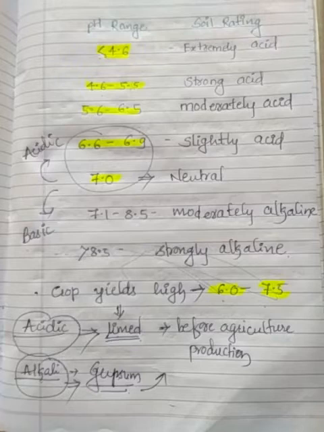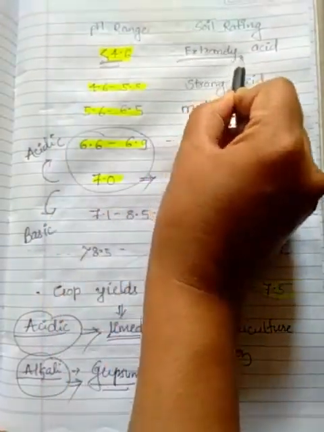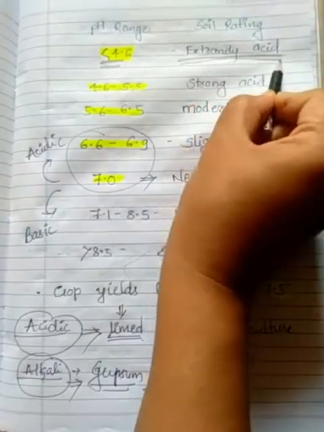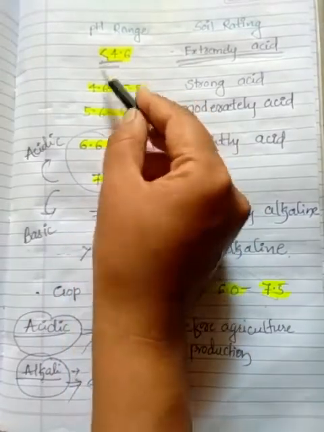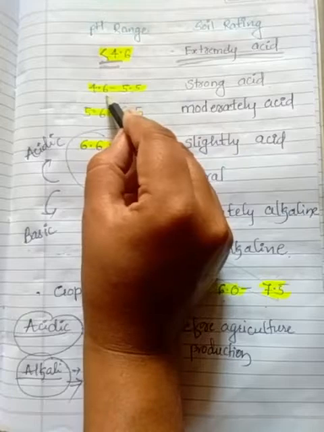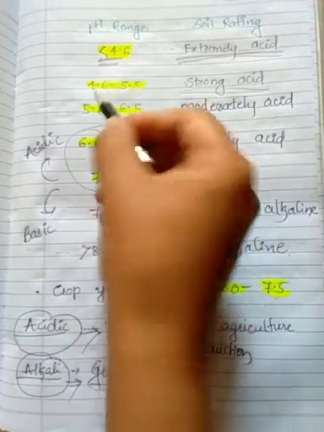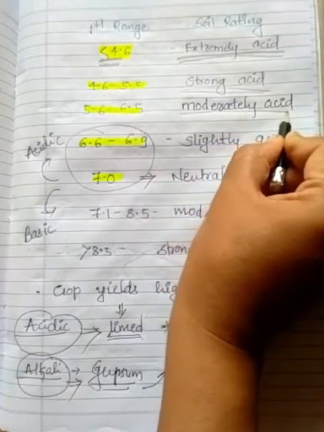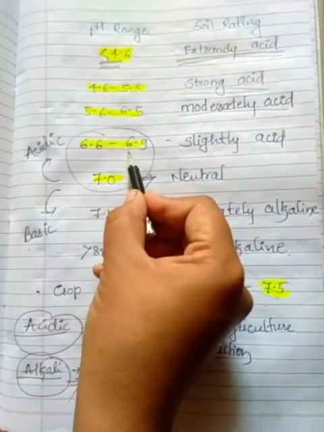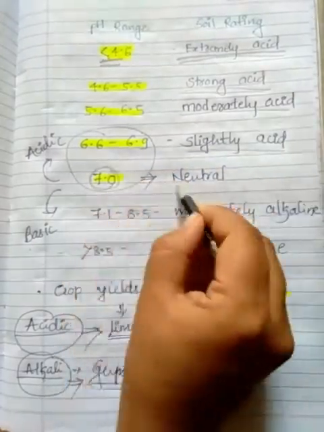If the pH of our particular soil, when you measure it with the pH meter, is less than 4.6, then our soil is extremely acidic in nature. Okay, again it also defines the color. Next, if the range is 4.6 to 5.5, only one difference is there, isn't it? So our soil is strongly acidic in nature. Next, again one difference, 5.6 to 6.5, only one difference. These are moderately acidic in nature. And again 6.6 to 6.9, it is slightly acidic. And lastly for 7, it is neutral in nature.